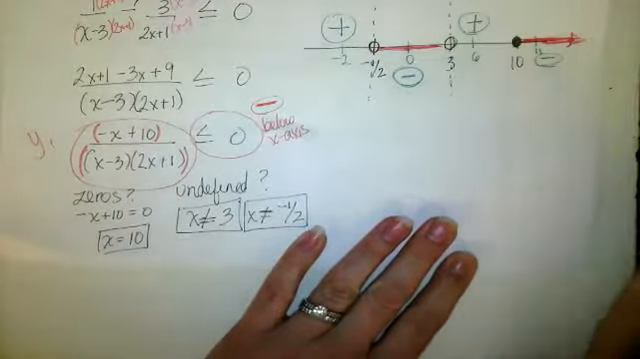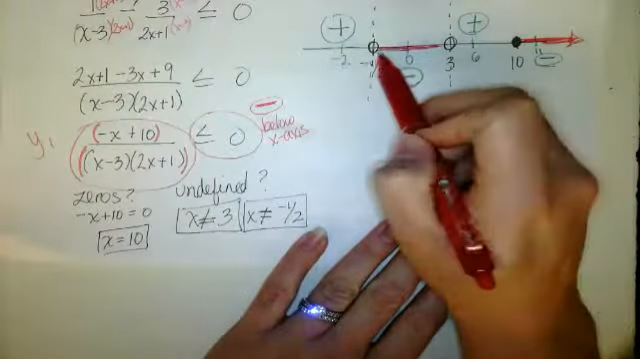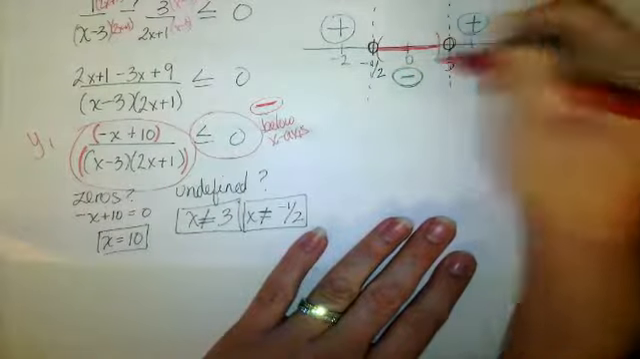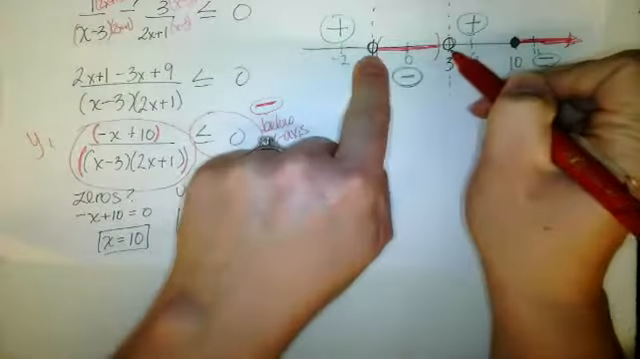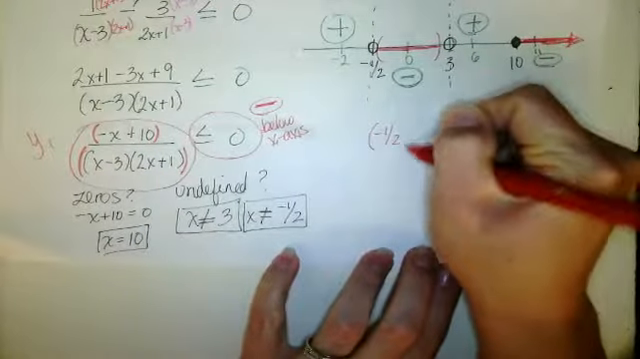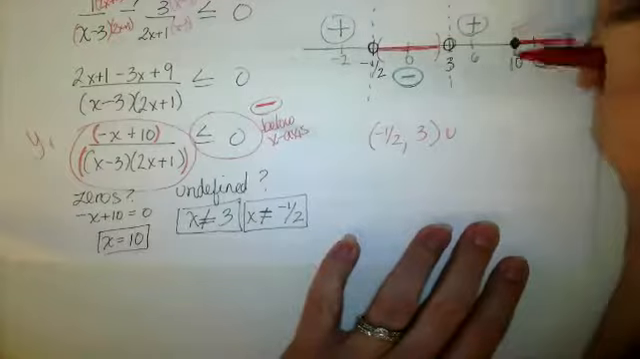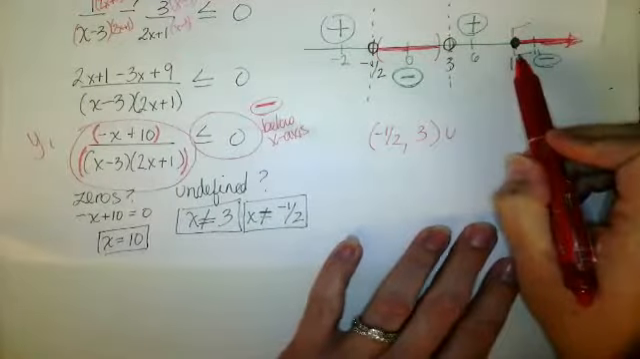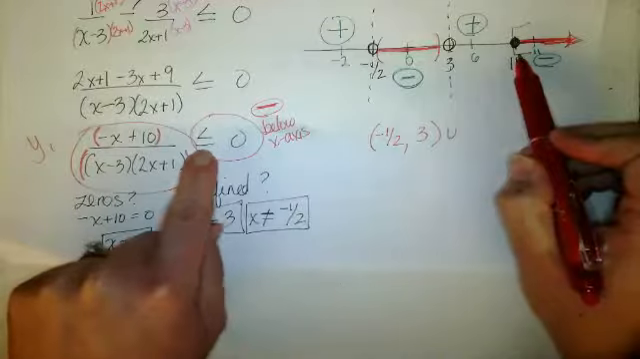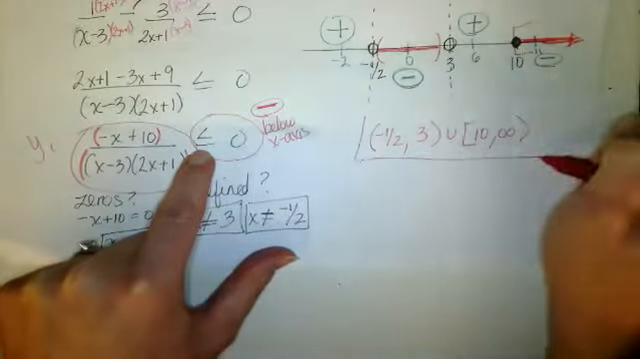Okay, so what's my interval notation? Should we use a bracket at -1/2? Parenthesis. We can't include them because they're asymptotes. Yeah, so -1/2 to 3. Union? Bracket at 10. Why a bracket? Because we're allowed to equal 0. So we want to include our 0 there. So bracket 10 to infinity. Okay?